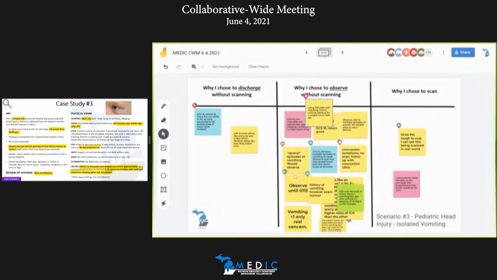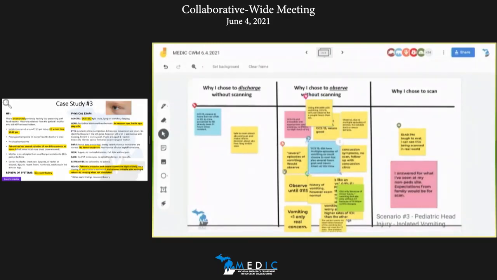I see the majority of the stickies are in that central category that is in line with what we know from the PECARN rules. So that's very helpful. Another one that might be interesting on why they chose to scan: the person says, I answered for what I've seen at my non-PED site. The expectation from the family would be to scan. So that comes in with shared decision making. I'm right there with you. I face parents all the time in the ED, and there are some who are really adamant that they are pushing you to get the scan. I do everything I can to not do that, but given some of the circumstances here, I understand how that could still happen.